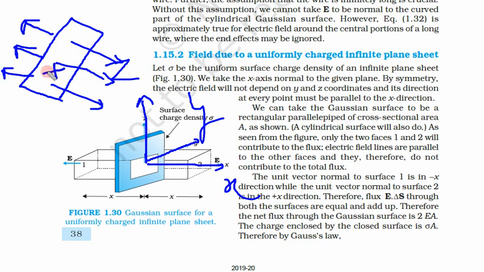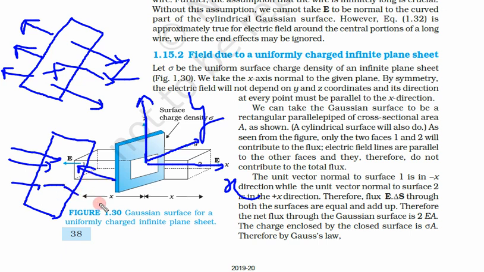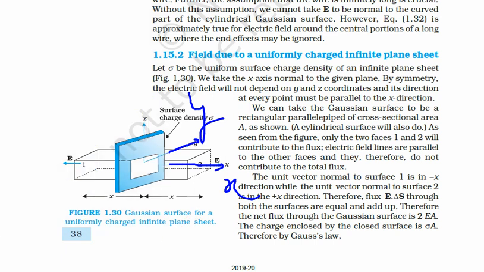If it is positively charged, outwards. If it is negatively charged, then inwards from both sides, like this, inwards, that's all. Now let us understand this diagram and later we will solve.